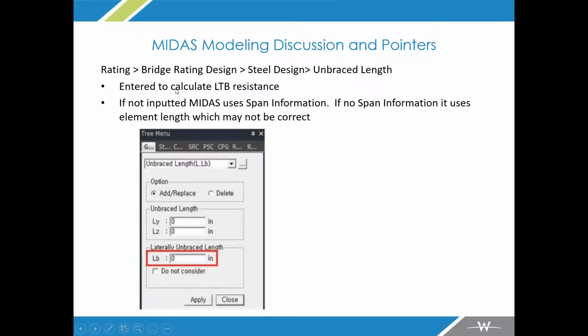You can directly enter unbraced length. This is important, and that's to calculate your lateral torsional buckling resistance and reduction in capacities. If it's not input directly on the elements in MIDAS, then MIDAS is going to use your span information and just say it's the total span length if you've set up that span arrangement. If there's no span information, it's going to use the element length, which is much shorter than potentially the actual length between cross frames or supporting elements. So you really need to make sure that the unbraced length is set appropriately on all of your girder segments to make sure that the lateral torsional buckling is being incorporated appropriately.